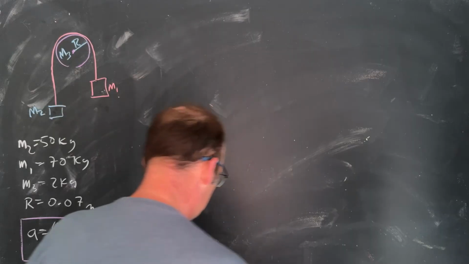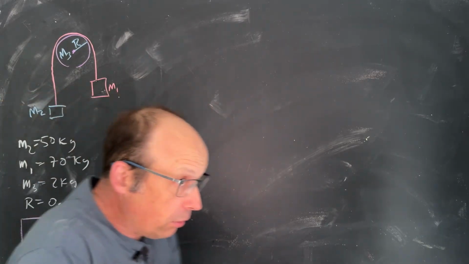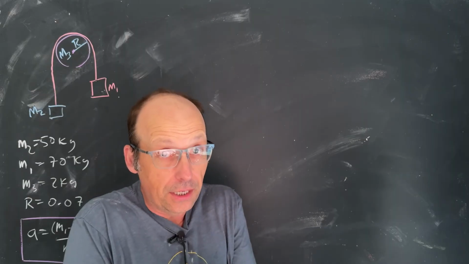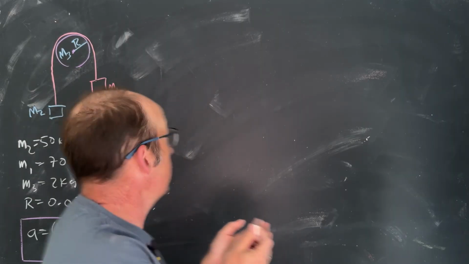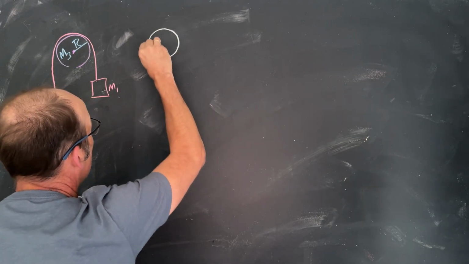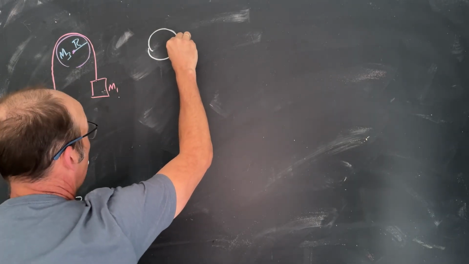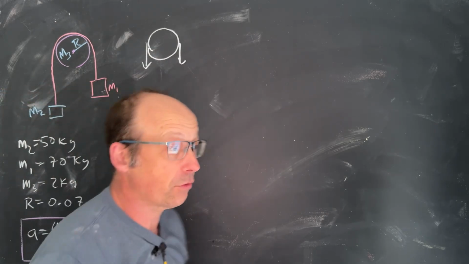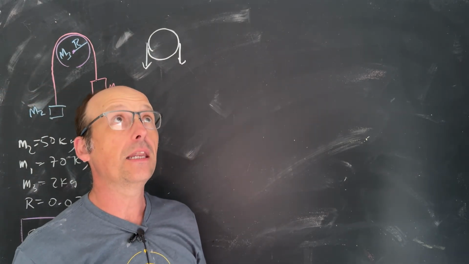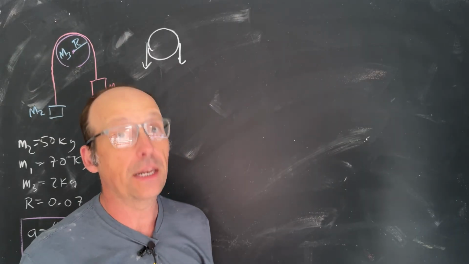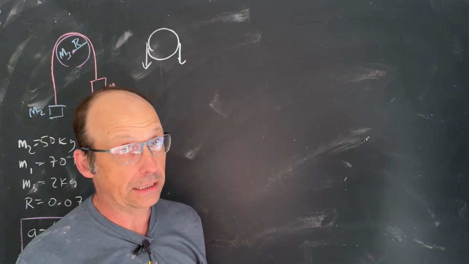What's going to change? Well, the pulley itself is going to have to accelerate, and that tension is going to accelerate the pulley. So let's just think about that pulley first. If I have my pulley right here, and I have a tension on this side pulling down and a tension on this side pulling down, if those are equal and opposite tensions, then the net force on the pulley would be 0, or the net torque would be 0, and it wouldn't accelerate.